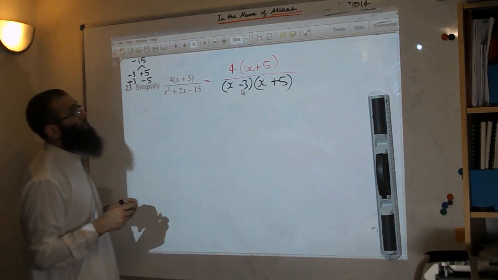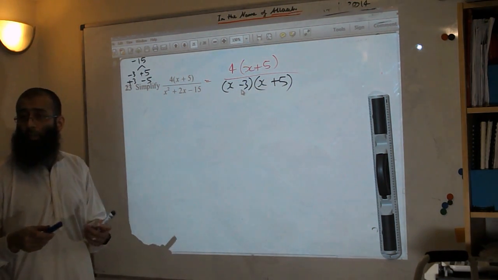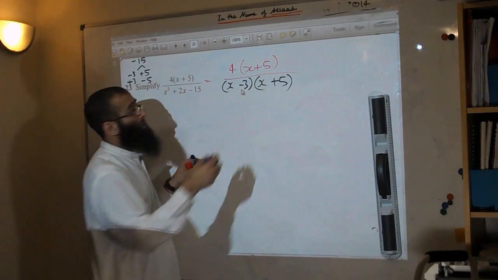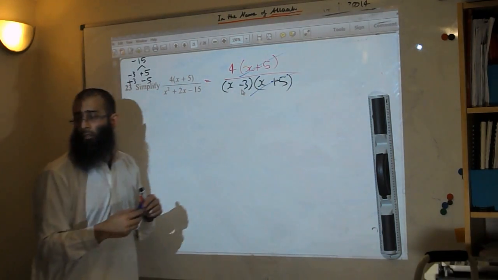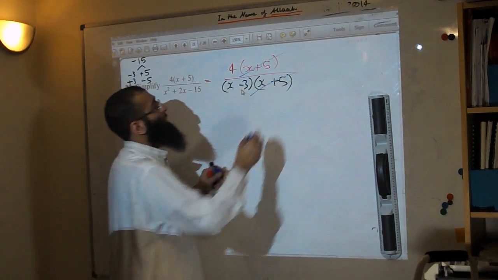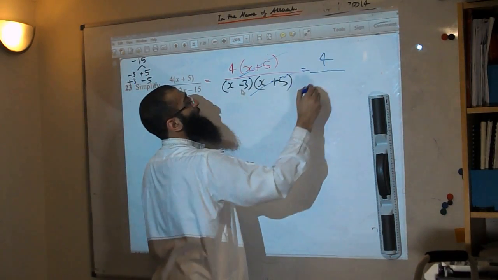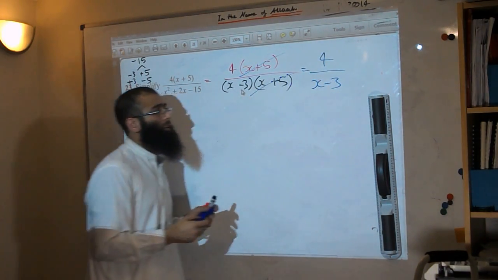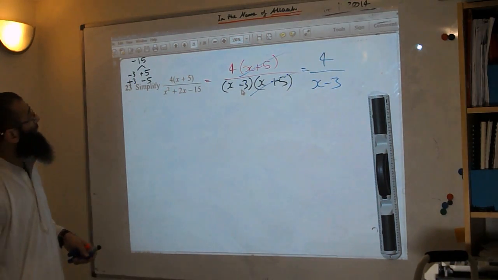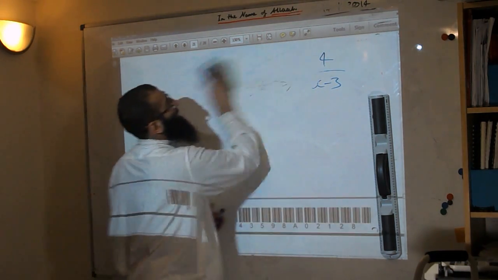Now, what do you realize straight away? There's something similar from top to bottom. The x plus 5 is the same on top and bottom, and that was the whole point of the question. So we're left with an answer of 4 over x minus 3. Question is done. Next question, please, folks.